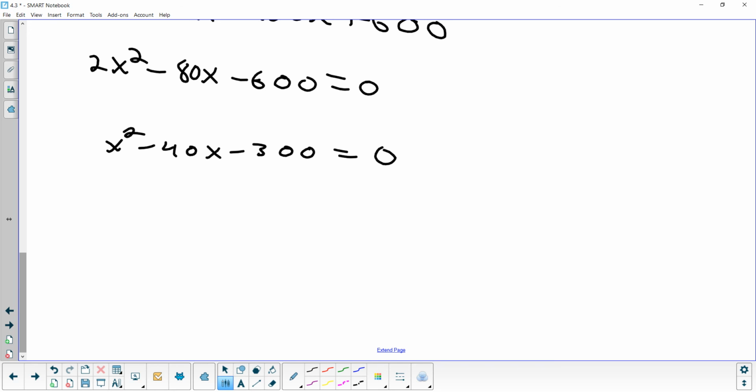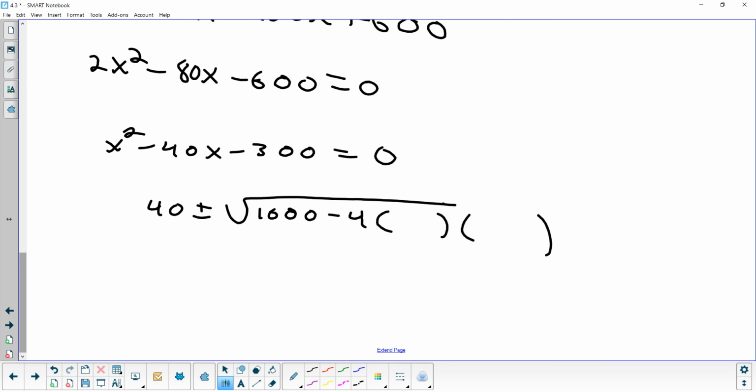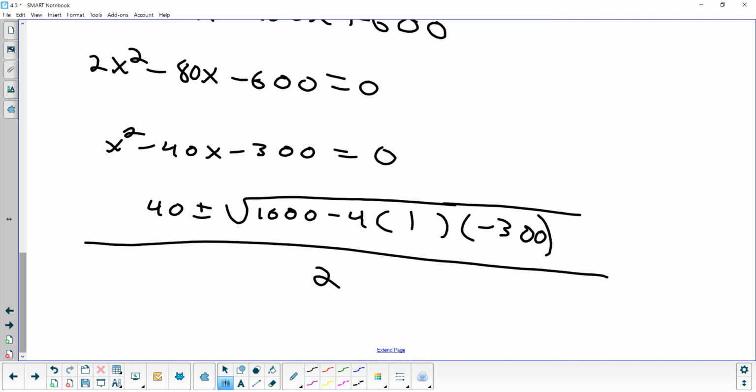So negative b plus or minus the square root of b squared, 1600, minus 4ac, all divided by 2a. A minus a minus will become a plus. What's 1600 plus 1200?